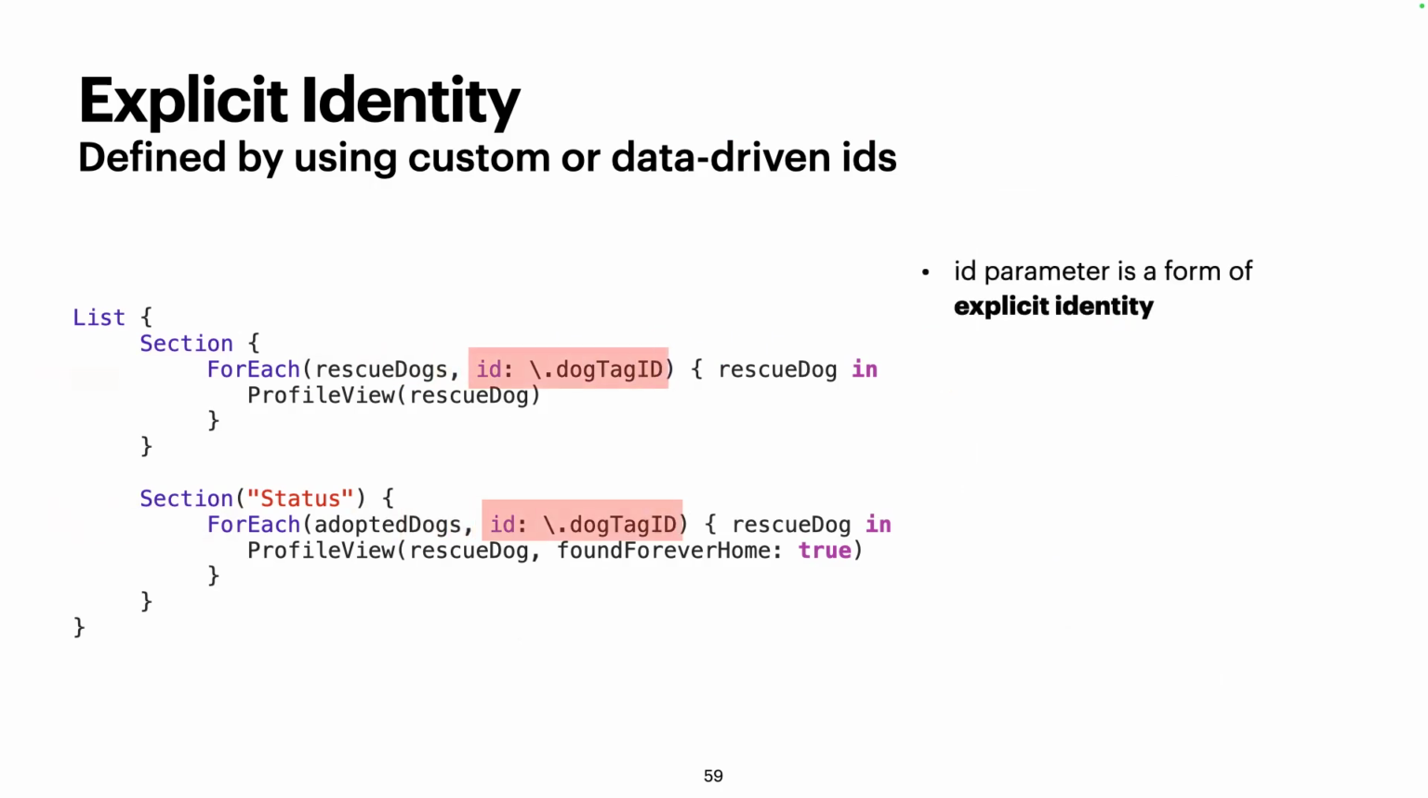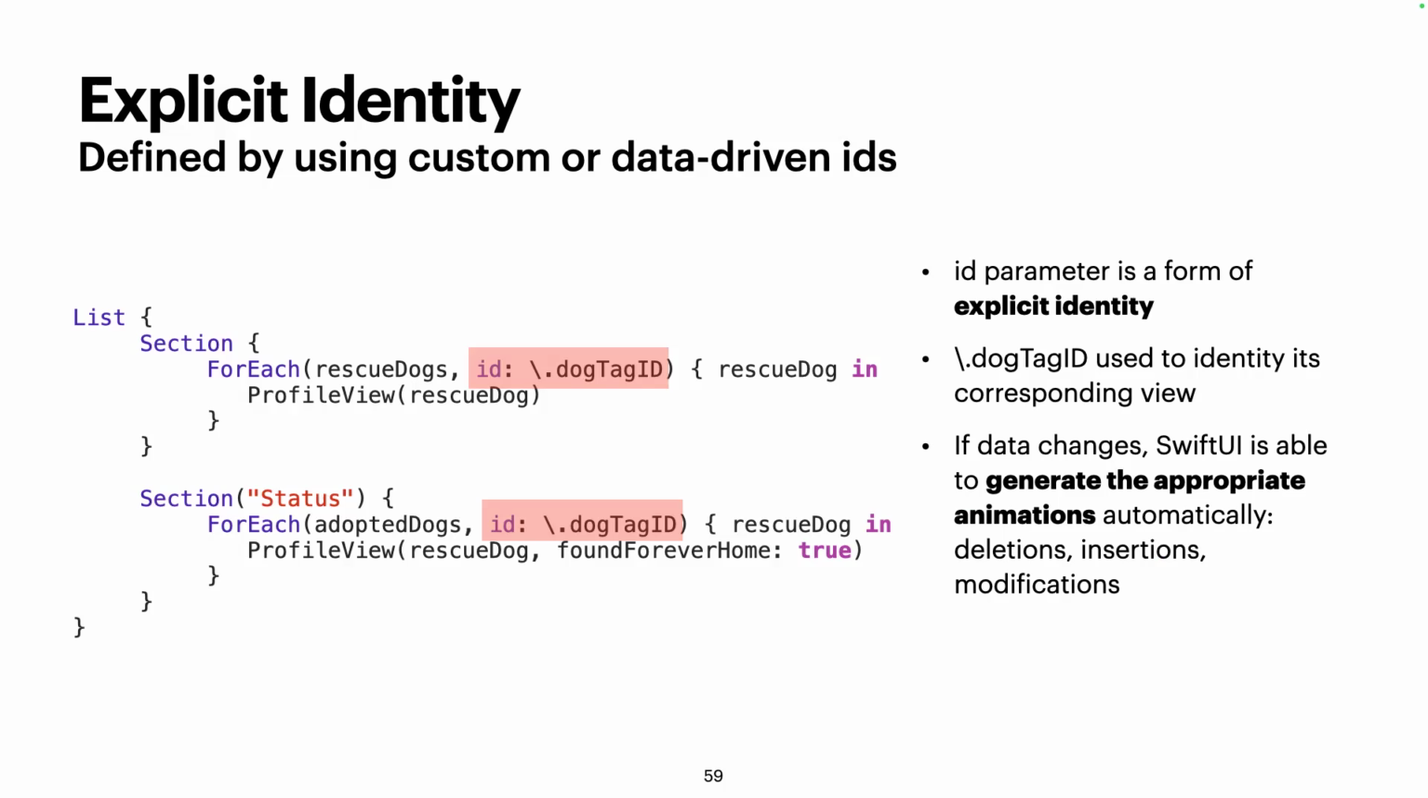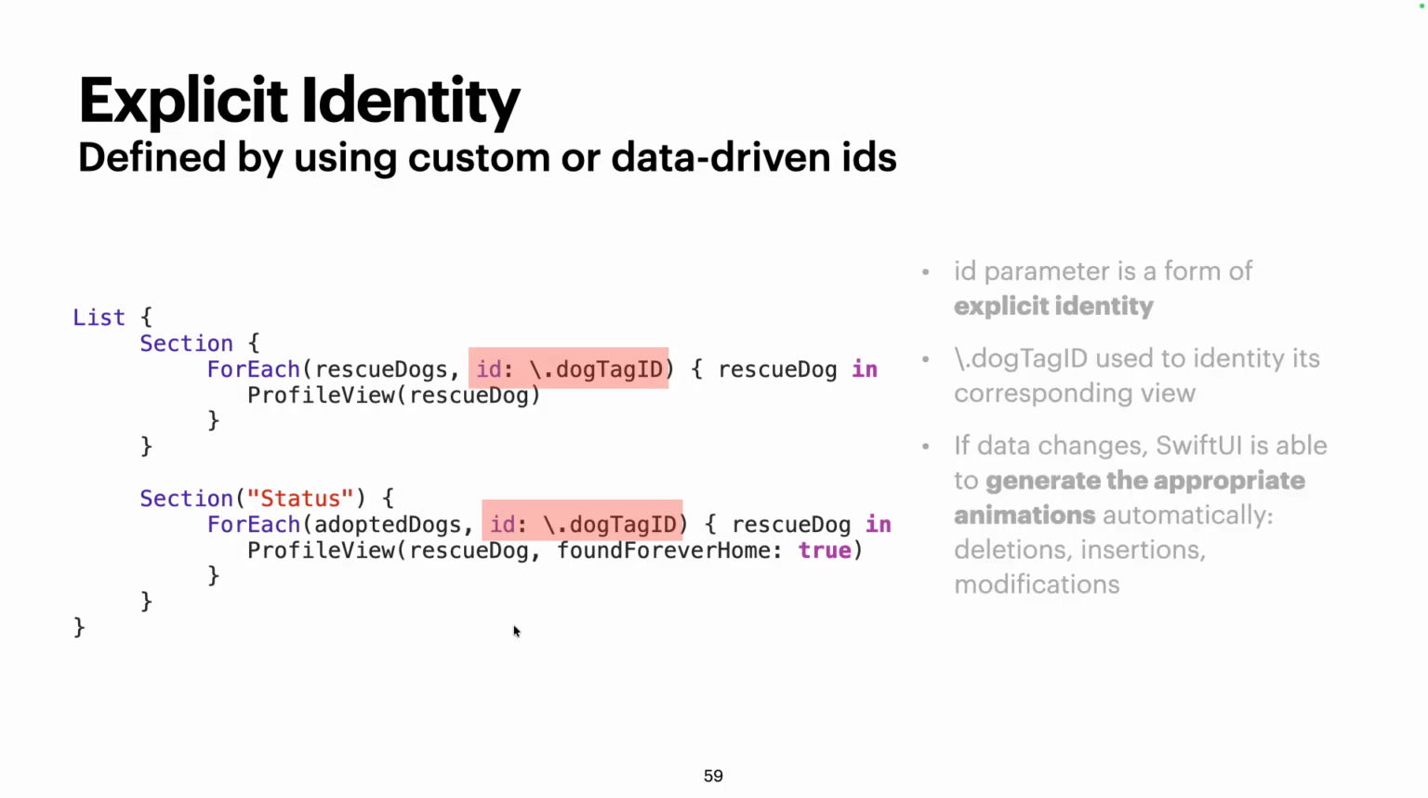Now, there are two types of identities I want to mention. One is called explicit, and one is called structural. Explicit identity is defined by custom or data-driven IDs, like we talked about with ForEach. Again, why do we need an ID? It's for SwiftUI to associate the view with some unique identifier so that it can do animations. The ID parameter is a form of explicit identity because we're explicitly saying this view is associated with this ID. If the data changes, SwiftUI is able to generate the appropriate animations automatically, for example deletions, insertions, and modifications.